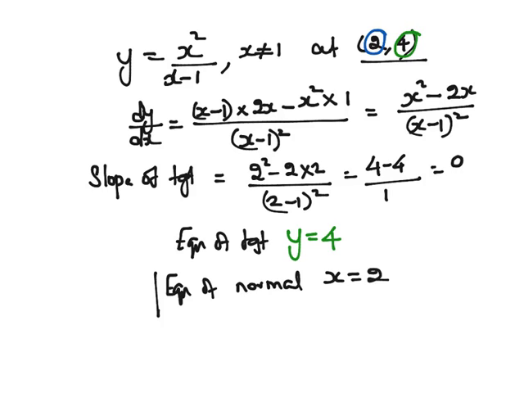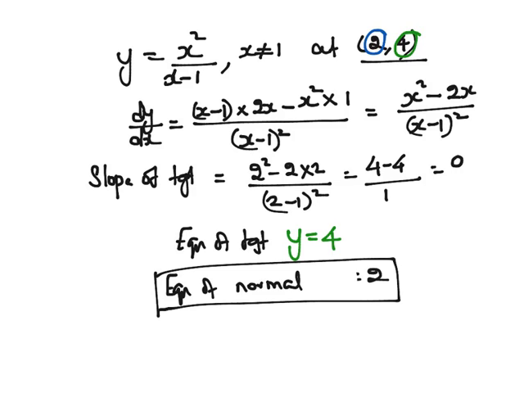So this is the correct answer. The equation of the normal is x equal to 2. Now I have seen a few students writing the equation of the normal equal to 2. That is incorrect. 2 is just a constant. So the equation of the normal is x equal to 2. So this is the answer, right? I hope this is clear.